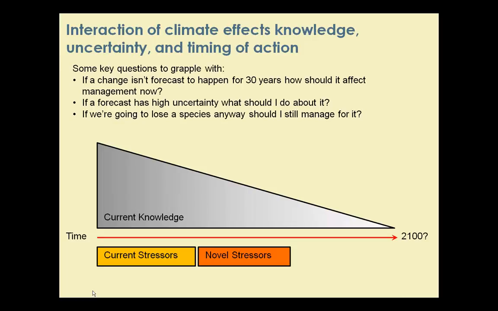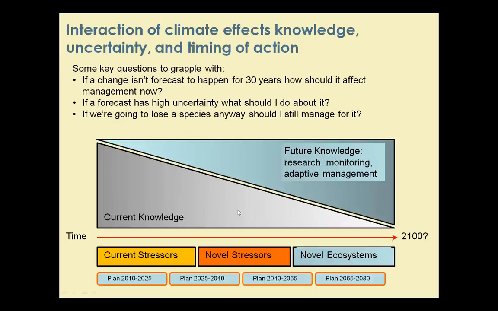I'll just click through this quickly. The idea here is we have this current knowledge, and as time goes on, our knowledge against novel stressors, novel ecosystems goes down, down, down. What we need to be doing is filling in the other wedge here of future knowledge through research, monitoring, and adaptive management about how things are really interacting with climate change. But for planners, you're working on your plan for the next 15 years right now. What does a 2075 forecast tell you for your plan right now? That's a big question, and we don't have the answer. That's something we're all struggling with, all of us together, but it's thinking about this series of plans and how those are interacting with future knowledge. Managers are asking that question now. You said I might lose something by 2060. Should I still be managing for it? Anyway, I just wanted to throw that out there.